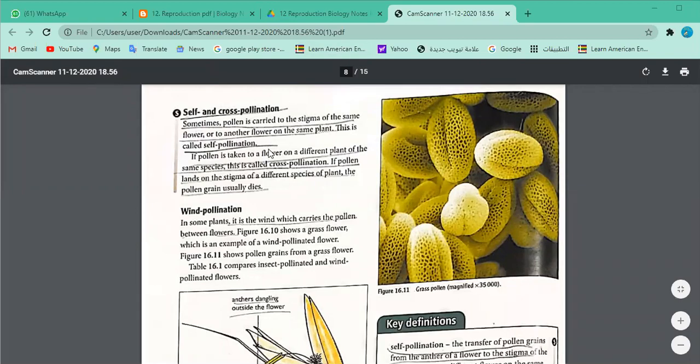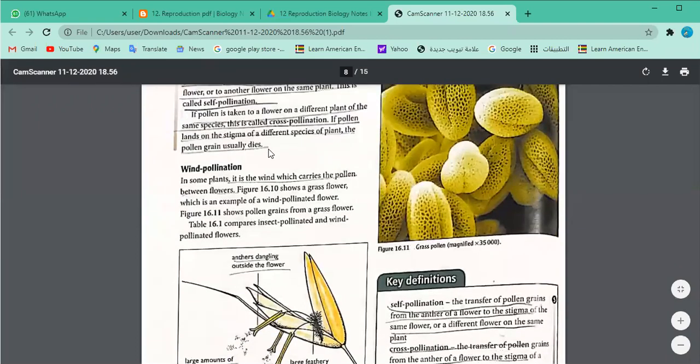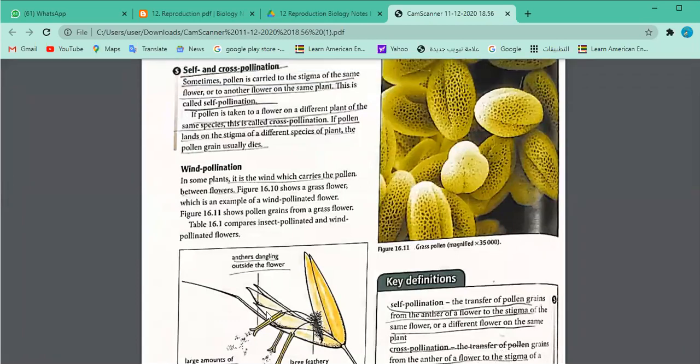So looking at this structure, what does it say? What kind of a flower is it? Did we discuss the means of pollination? Okay, one means is insects. What is another means of pollination?